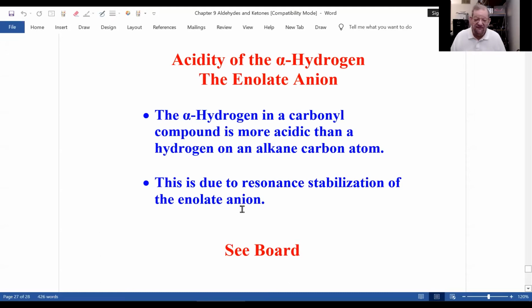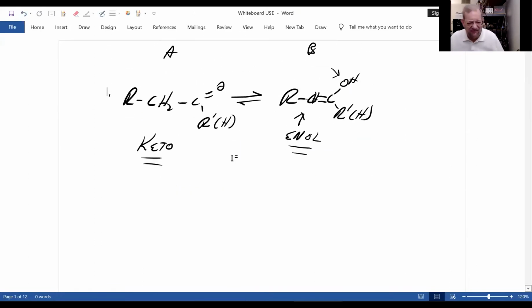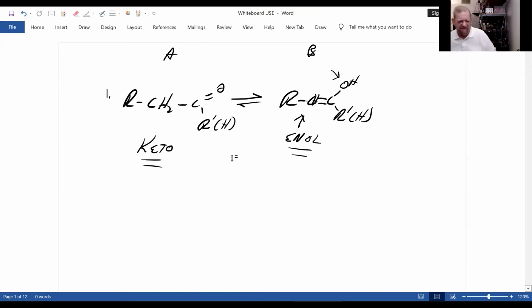As I warned you before, this is hallowed ground for me because I did my PhD thesis on a very specialized enolate anion. So you're talking to a world authority right now on enolate anions. And Dr. White's smiling big time now. I love enolate anions. So what are we talking about?